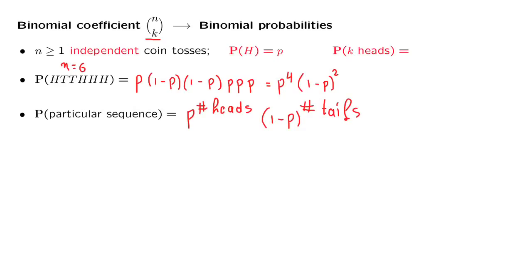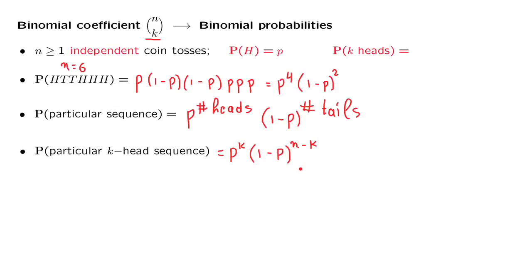Now, if I ask you about the probability of a particular sequence, and that particular sequence happens to have exactly k heads, what is the probability of that sequence? Well, we already calculated what it is. It's the previous answer, except that we use the symbol k instead of just writing out explicitly number of heads. And the number of tails is the number of tosses minus how many tosses resulted in heads.